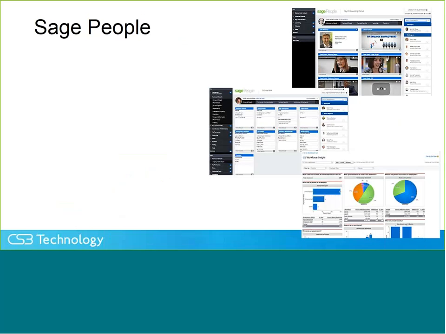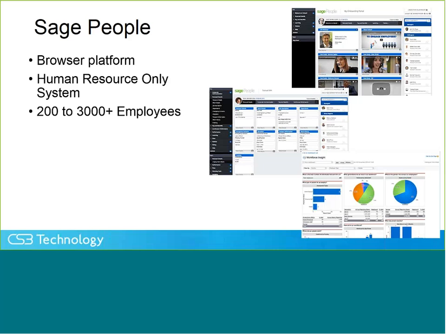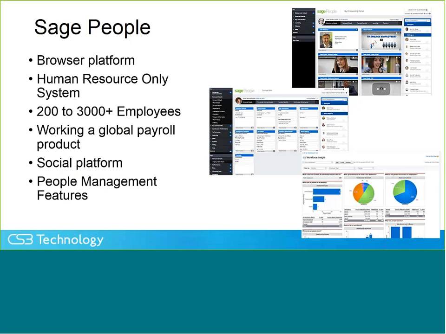And then another new offering that Sage has out is Sage People. So Sage acquired a program called Scissortail recently, and it is a browser-based platform as well, good for about 200 to 3,000 employees. It's an HR-only system, so no payroll at this time. And they are working on a global payroll product, and it's probably at least 2 to 3 years before it would actually be in production. It will connect to some payroll options if you already have a payroll in place. This may be a good option for you to just use on the HR side. It does have a social platform, so you can see here with some of the pictures, they have some video recruiting, that sort of thing. So it adds some people management features for you that you might be interested in. But that is Sage People. Again, no payroll option for that, just the HR side.